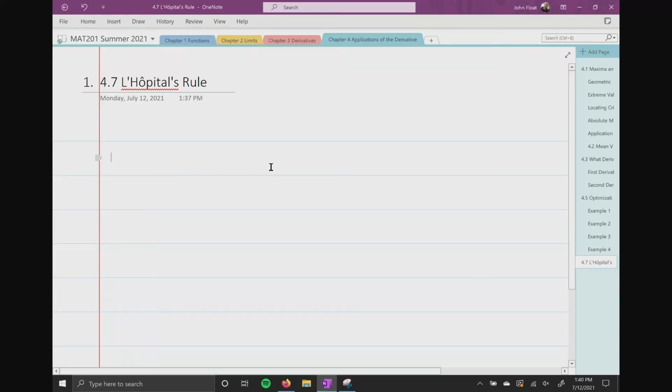Okay, so the last section in chapter 4 deals with L'Hopital's rule. A while ago, I would have given you a problem like this back in chapter 2. Let me make sure I got my black marker here for a second. Here we go. Find the limit as x approaches 0 of sine of x over x.